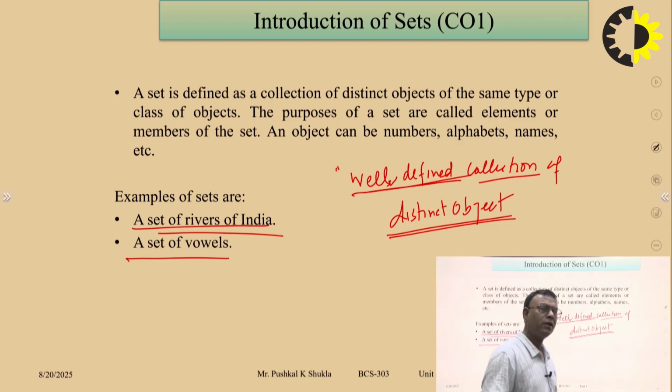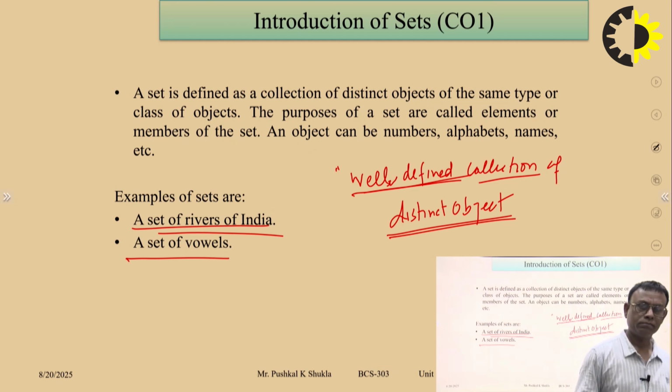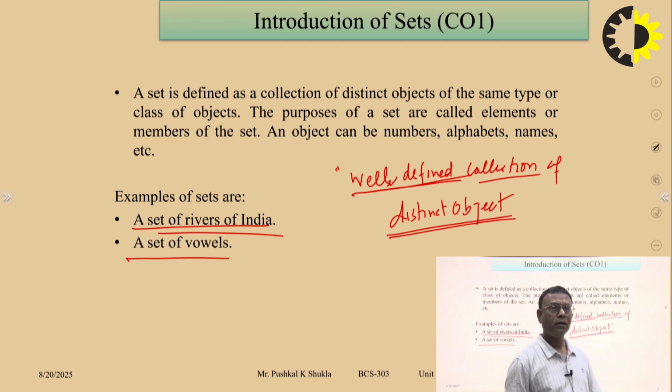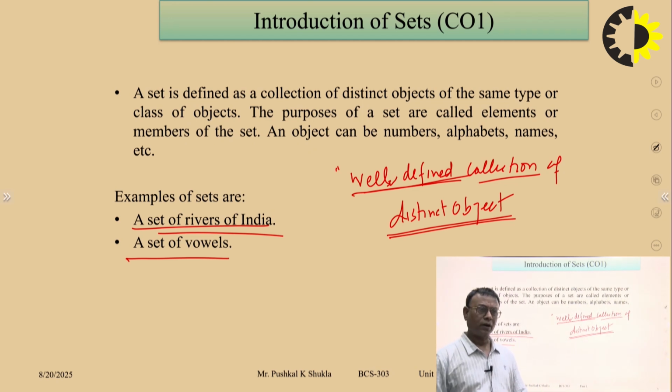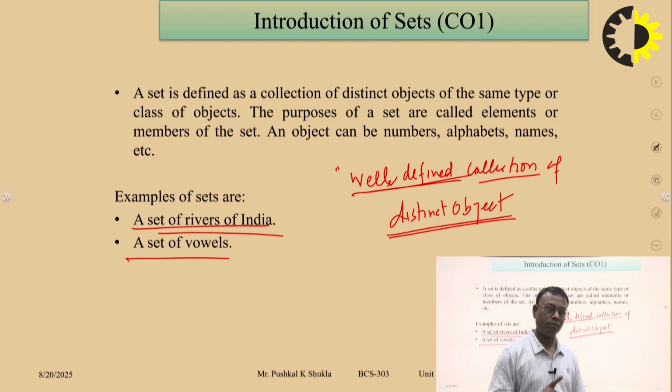Distinct objects means repetition is not allowed. And also important, ordering is not important. You can write 1, 2, 3, or 3, 2, 1. Ordering is immaterial. A set is unordered. So if it is unordered, sequencing is not there.